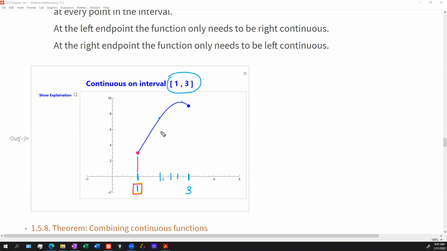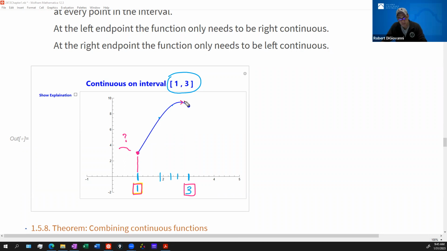What do y'all think? No, because it's not from the left and right. Yeah, what about the left? Like, what's going on from the left? Do we have left continuity? We don't even have a graph to the left, do we? So can we really talk about continuity at 1 if we don't have a graph coming in from the left? And then at 3, yeah, it's continuous from the left, but what about from the right? There's no graph.